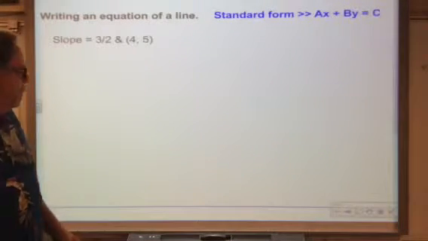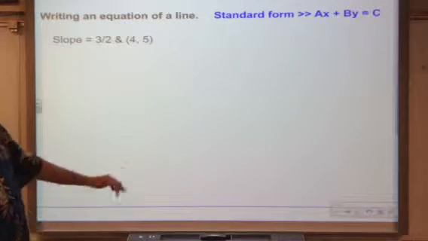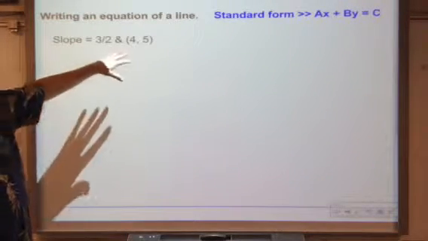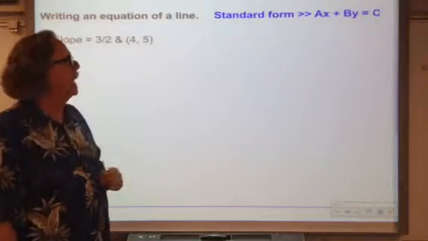Hello. Well, today we're going to look at how do I write the equation of a line, and we're going to give it a slope and a point that's on the line. And I'm going to show you a very nice little method to do that.